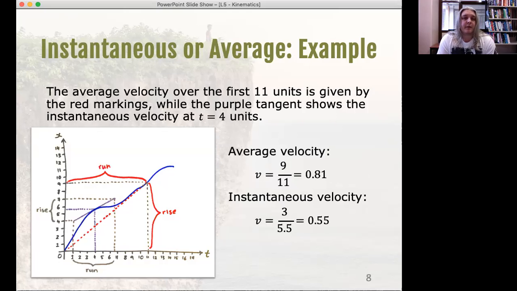The numbers for this, we've got the average one. We're going up 9 displacement units and across 11 time units. So that's a velocity of 0.81 displacement units per time unit.